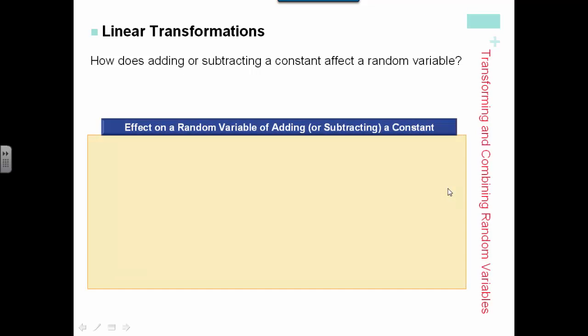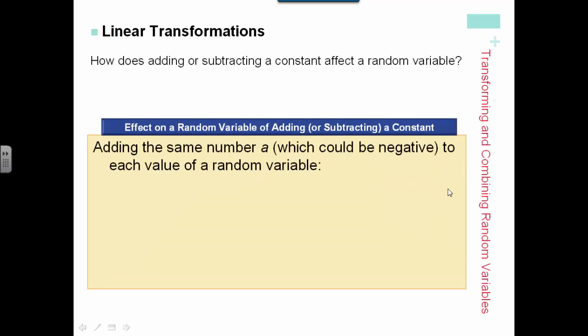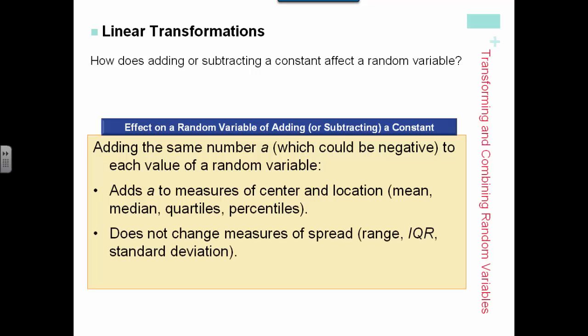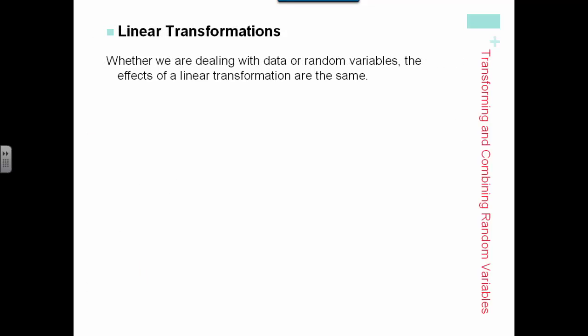So adding and subtracting a adds a to the measures of center and location, that is the mean, median, quartiles, and percentiles, but does not change the range, IQR, and standard deviation. And it does not change the shape.